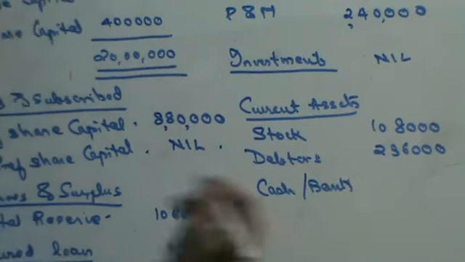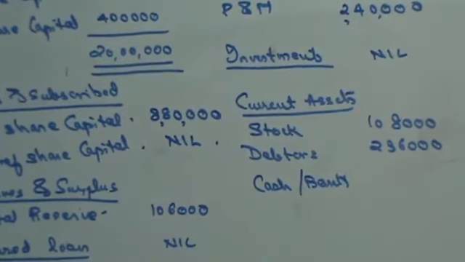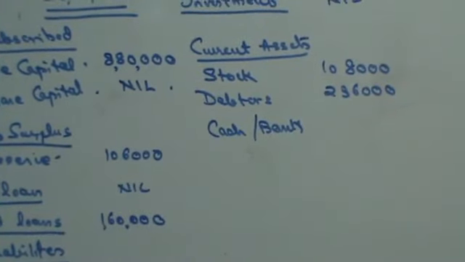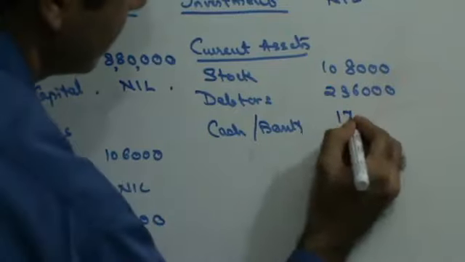Someone will have to check this. Cash in bank was 12,000 plus 2 lakhs minus 18,000 plus no. That's it. How much is this? Once again, how? 1,76,000. Okay, fine.